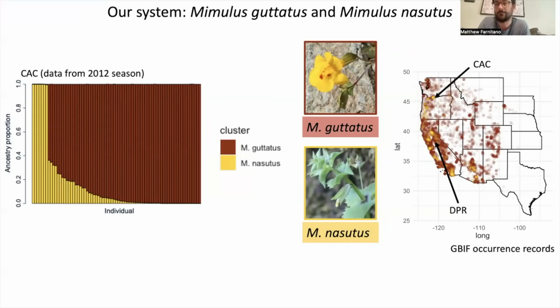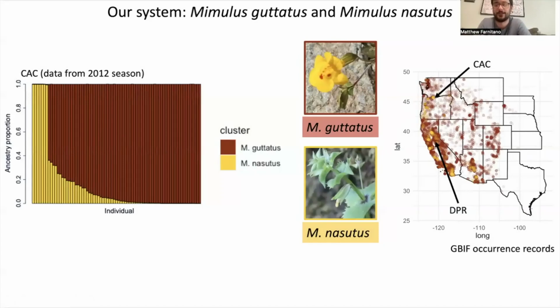They have overlapping ranges, lots of opportunity to come into contact, and we know that at least in some places they do hybridize. So this data from 2012, this structure plot shows a cline of ancestry with hybrid individuals that have a majority guttatus ancestry, but different contributions of nasutus ancestry in the genome.